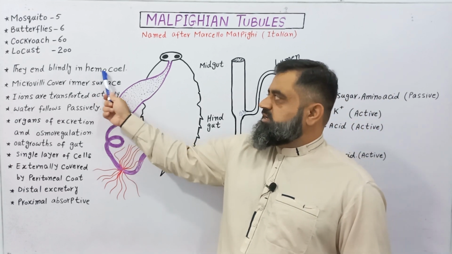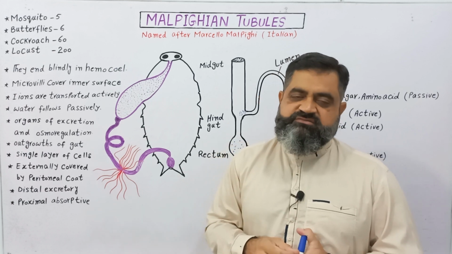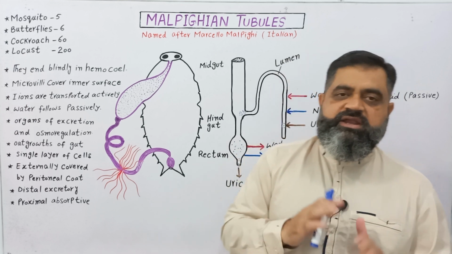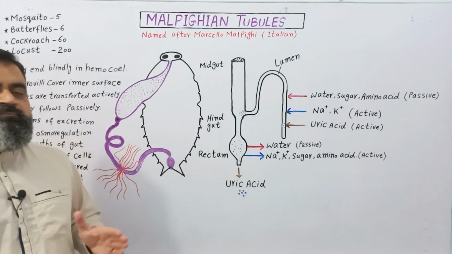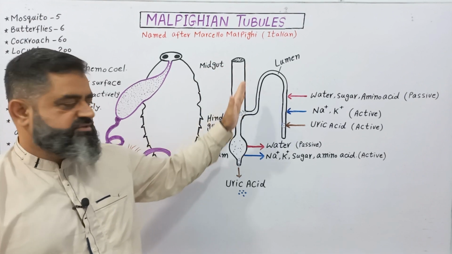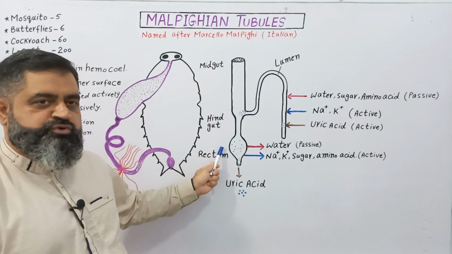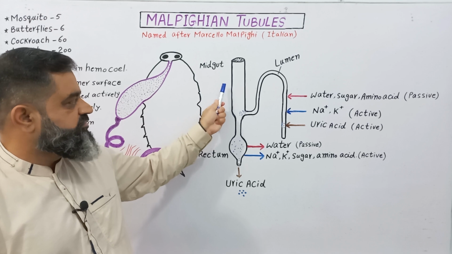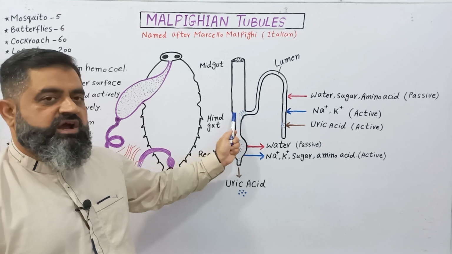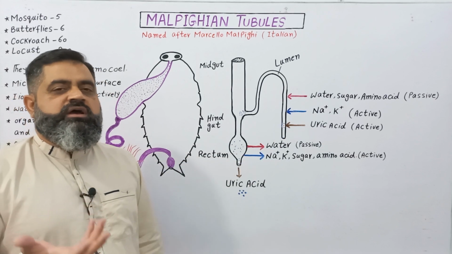Malpighian tubules are usually blind-ended and they are suspended in the hemocoel, which is a cavity of insects filled by their blood, which is known as hemolymph. So if we look at the detailed structure of a Malpighian tubule, I have taken a cross section of the digestive system right over here. This one is the midgut and this is the hindgut, the last portion of the gut. Just at the junction of midgut and hindgut, there is a tubule which is an outgrowth of the gut, and this tube is known as the Malpighian tubule.